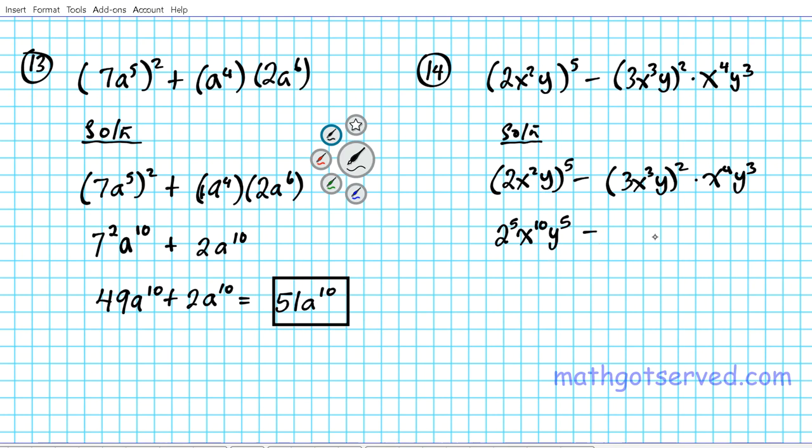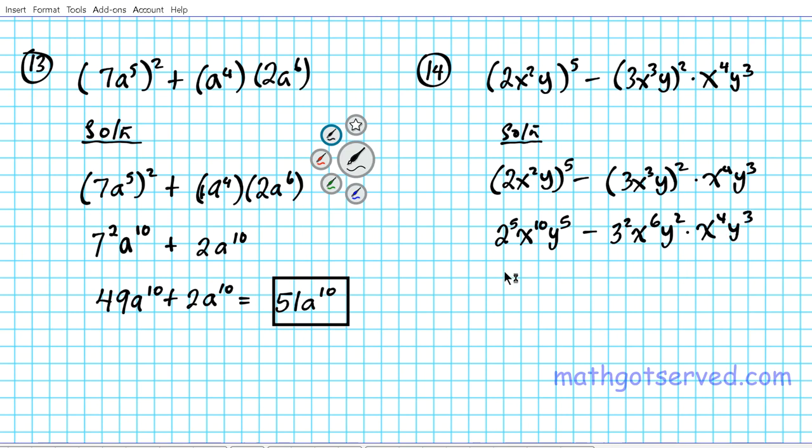Okay, minus, and then in this product of monomials here, we're going to deal with the power first and then multiply, following the order of operations. So we have 3 squared, x to the 3 times 2, which is 6, y to the 2nd power, times x to the 4th y to the 3rd.